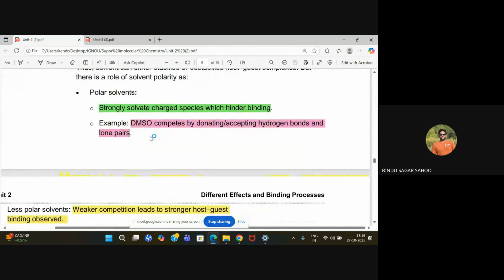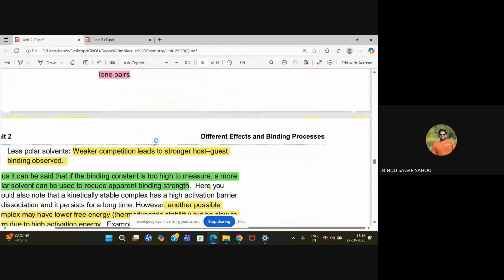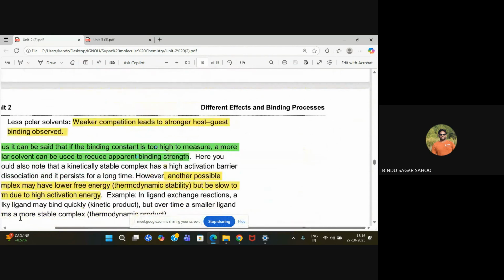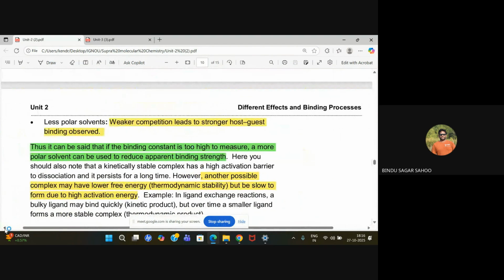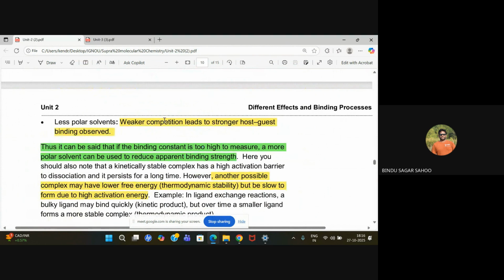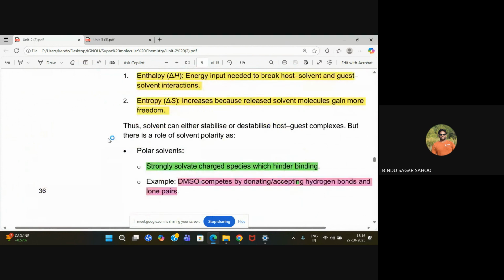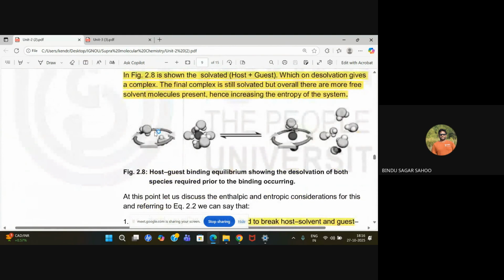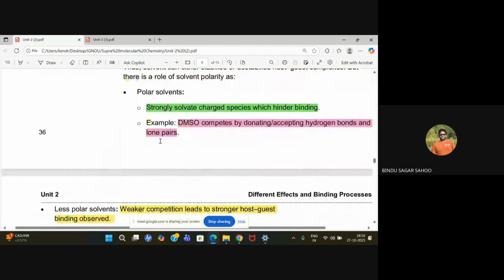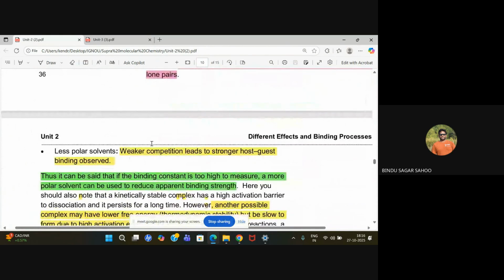Okay. If you take a less polar solvent, weaker competition leads to stronger host-guest binding. That means a less polar solvent will make a weaker interaction with the host and guest. So to form a host-guest complex, it will be easier to separate the solvent molecules. If you take a more polar solvent, the polarity of the solvent will be a barrier for the formation of the host-guest complex. So if you take a less polar solvent, the complex formation will be very easy.